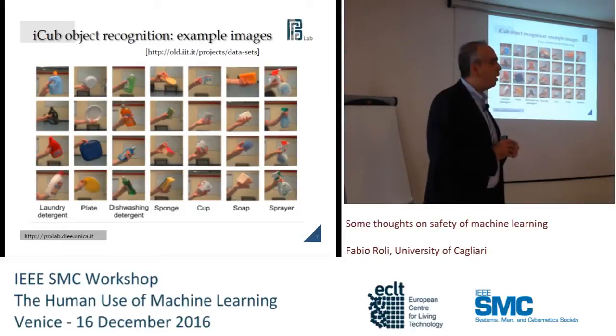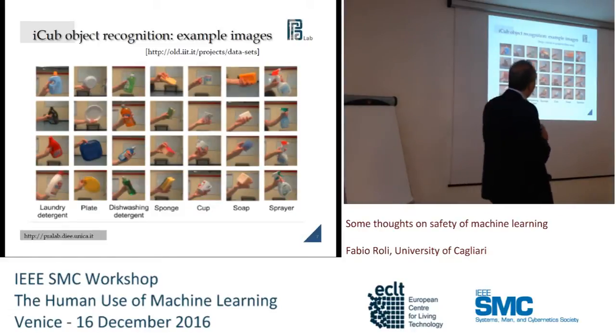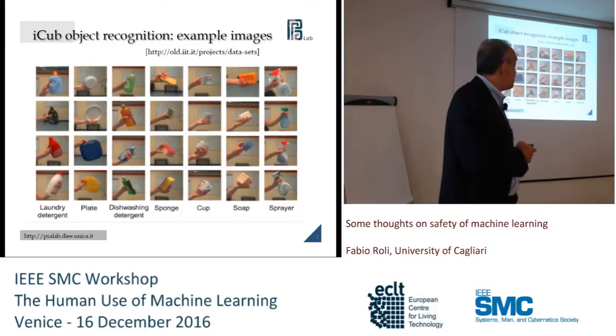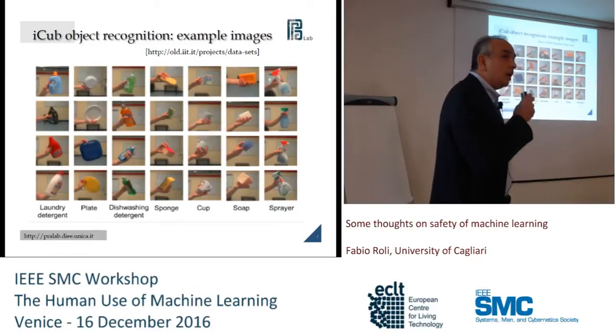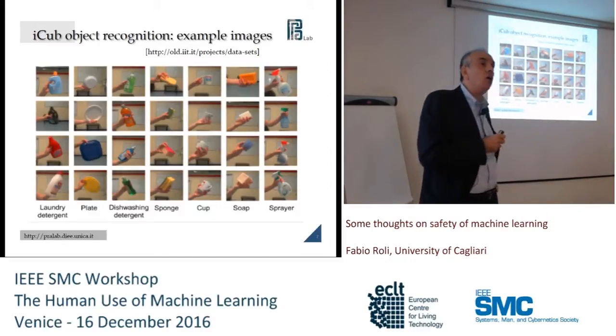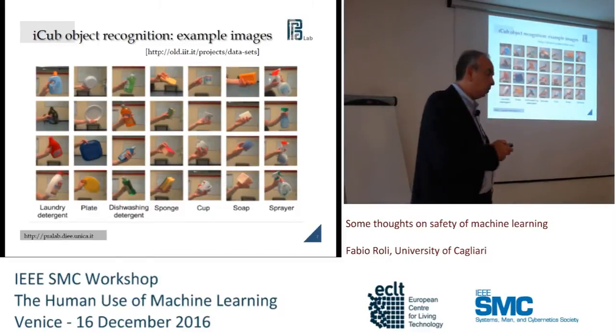By the way, this data set is publicly available. You can download it from the website of iCub, of the Italian Institute of Technology. Let me focus on this object recognition capability of this humanoid robot.